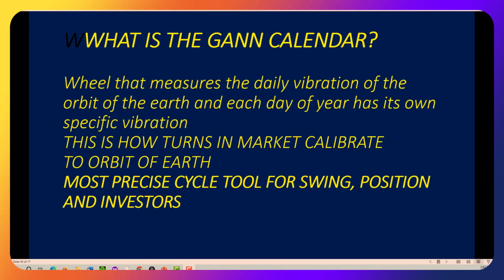What is the Gann calendar? It's a wheel that measures the daily vibration of the orbit of the Earth, and each day of the year has its own specific vibration. This is how turns in the market calibrate to the orbit of the Earth, and what you're going to find is that this is, in my opinion, the most precise cycle tool for swing, position traders and investors.